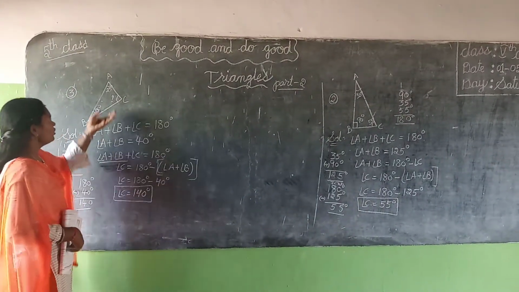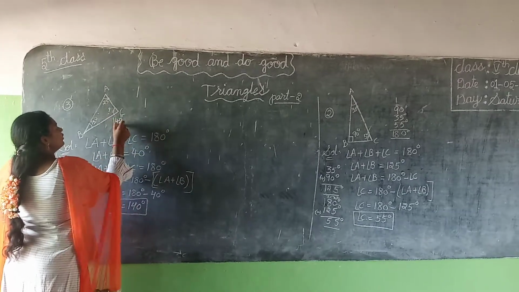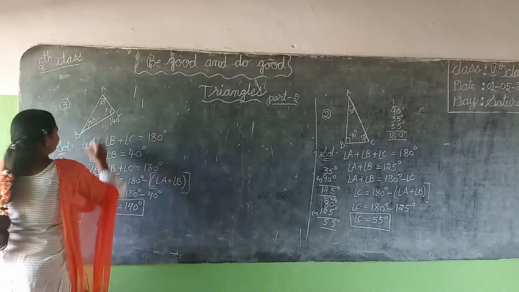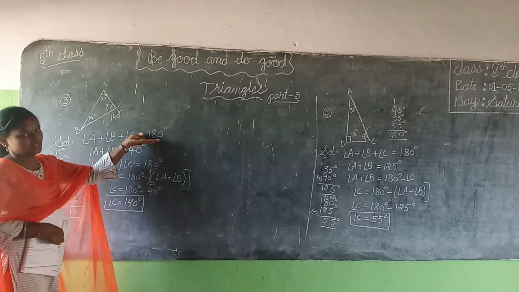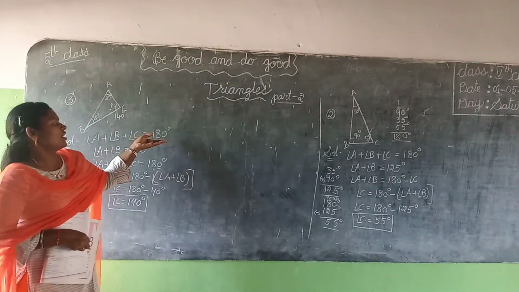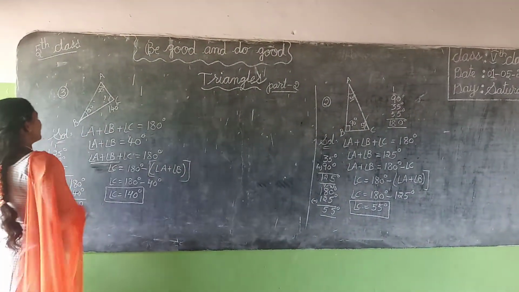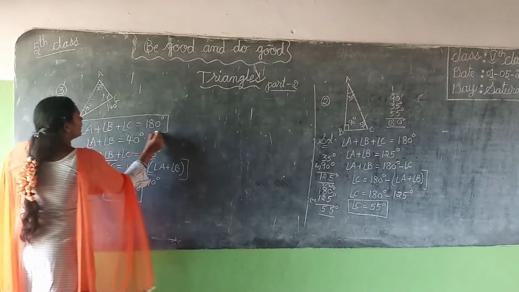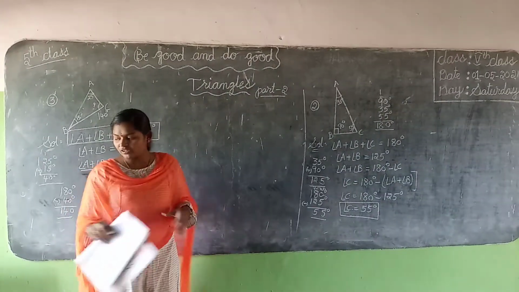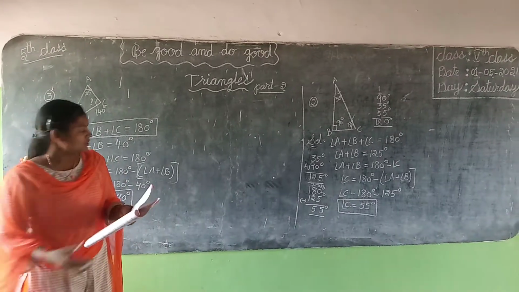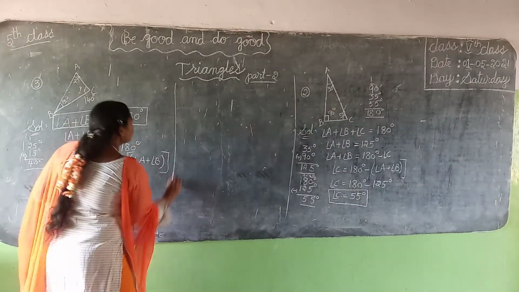If we also find the sum of these three angles: 140, and 25 plus 15 is 40. So 140 plus 40 is also 180 degrees. Okay? So every triangle has three angles, and the sum of the three angles is always 180 degrees. Okay? Don't forget that. Remember carefully. So write this third answer. Draw that fourth question.